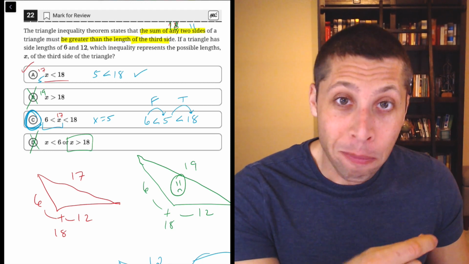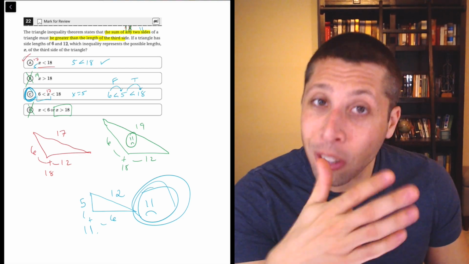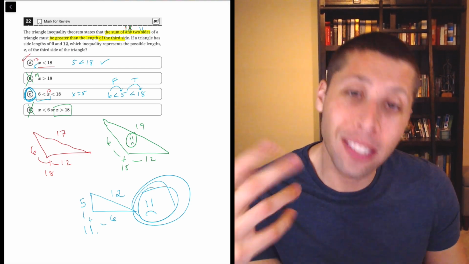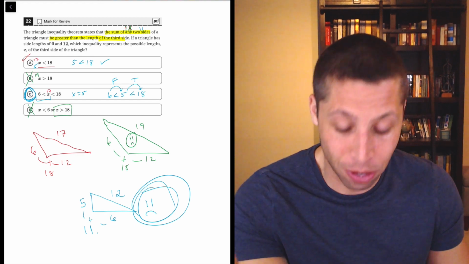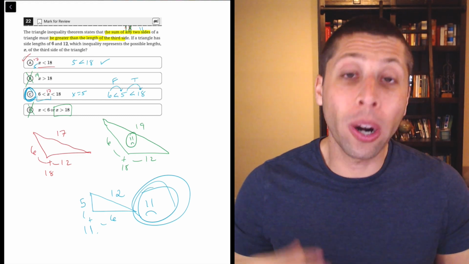So 5 does not work in the inequality for C. And that's good, because 5 gave us a bad result, right? So we don't want it to work. We want it to be left out. And C is telling us to leave it out. So that is why it is the answer. This is hard. I understand that. So don't prioritize a question like this.